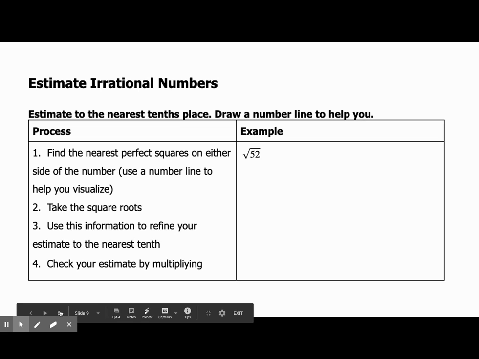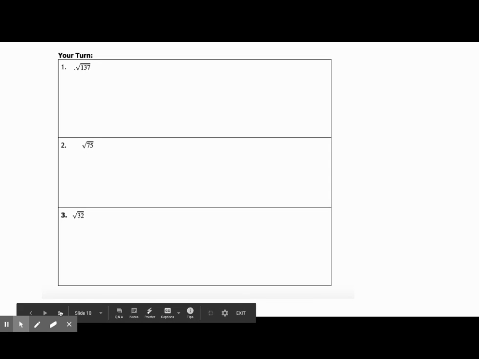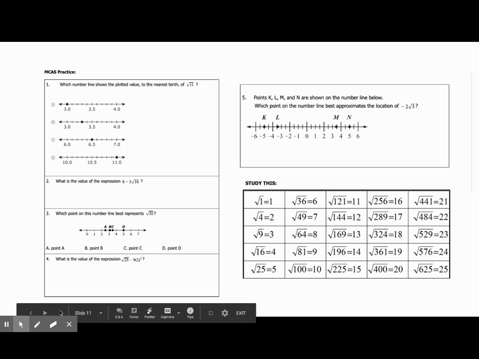Now, I'm going to post another video that will help you with this example, and hopefully you'll be able to use that example to help you with your turn problems. And when you're done, I'm going to ask you to try some MCAS problems. And I want to remind you that the key is posted. The teacher notes are posted for you to take a look at.